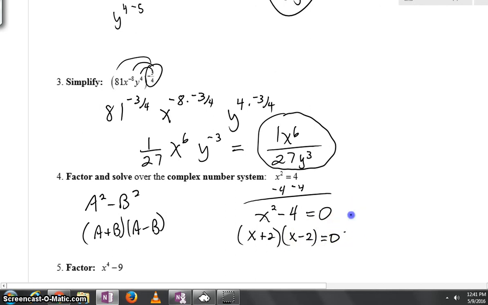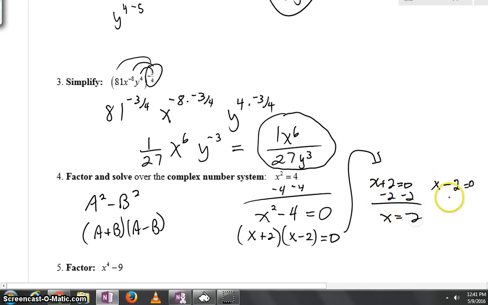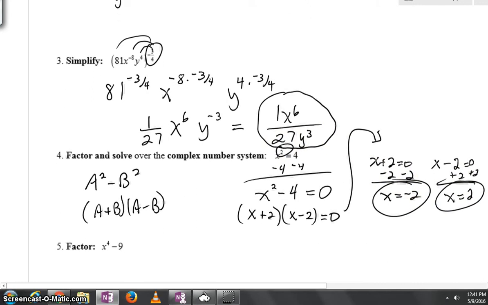And then we're going to use what's known as the zero factor theorem. You take these parentheses, you set them equal to 0, and then you solve. You minus a 2 on both sides over here to get x equals negative 2. For our second equation, we'll just add a 2 to get x equals positive 2. Another helpful hint, when your highest power is a 2, expect to see 2 answers.